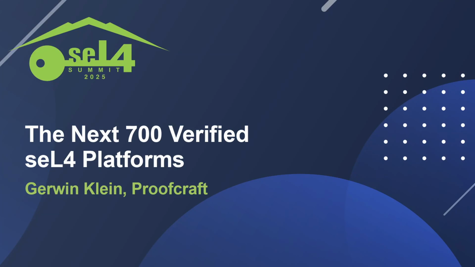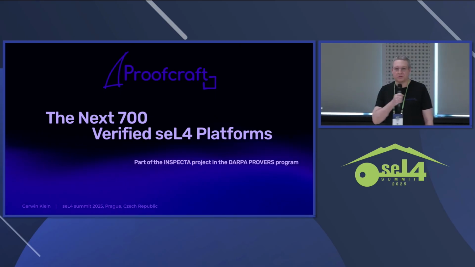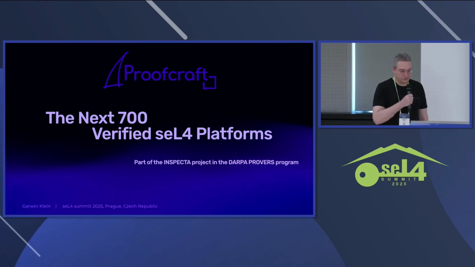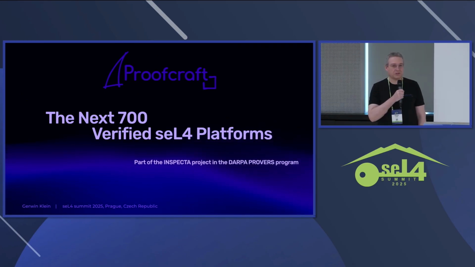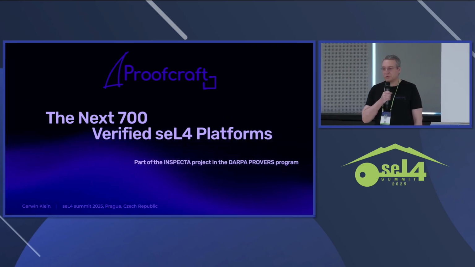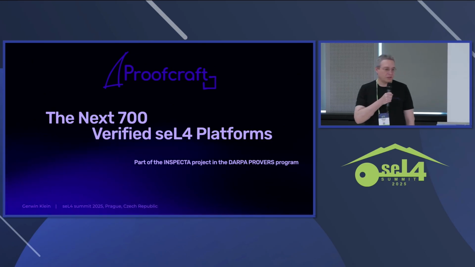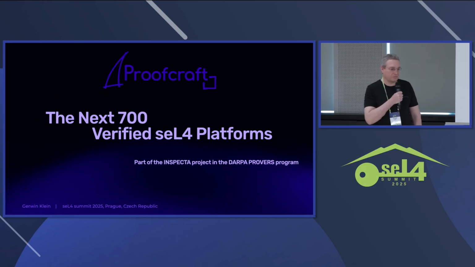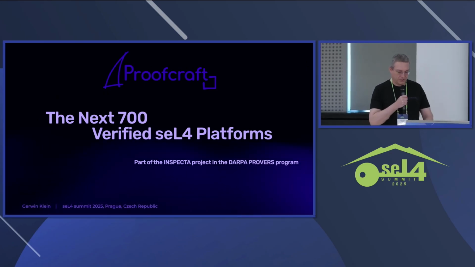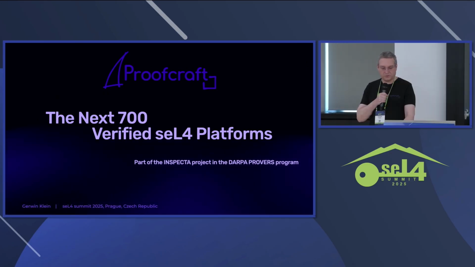The title of the talk is The Next 700 Verified seL4 Platforms. Before I explain what that means, we're also part of the INSPECTA project in the DARPA Provers program. Our objective there is to make ourselves as obsolete as possible, so to reduce the reliance on formal verification experts when you want to use verified platforms and verified properties of seL4.